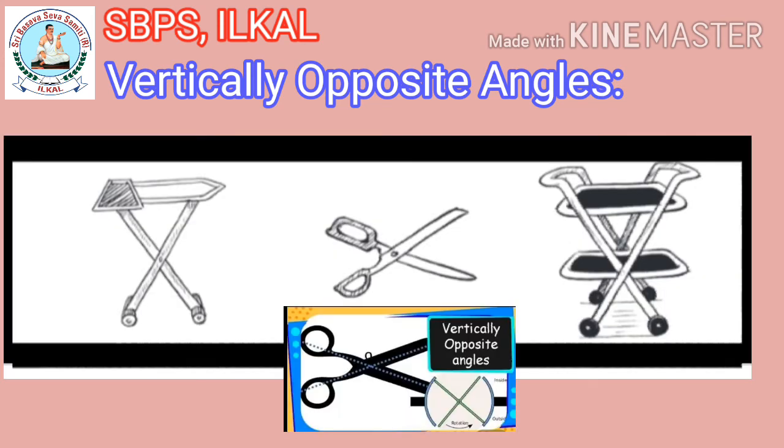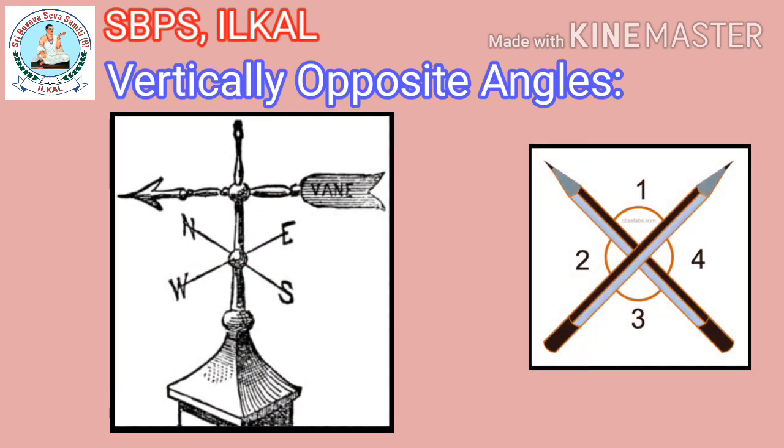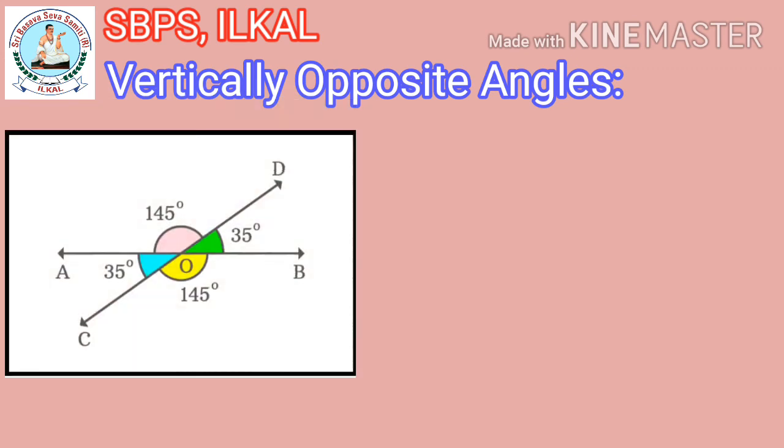To make this concept clear, some more examples I have given, children. Observe those. You will come to know which angles we can call vertically opposite angles. Observe the given two lines, children. AB intersects CD at O. Here 145 degree is equal to 145 degree, means angle AOD is equal to angle BOC. In the same way, angle DOB is equal to angle AOC, which is equal to 35 degree.